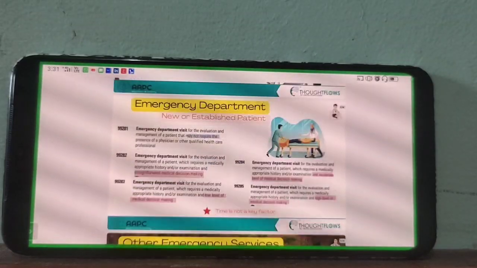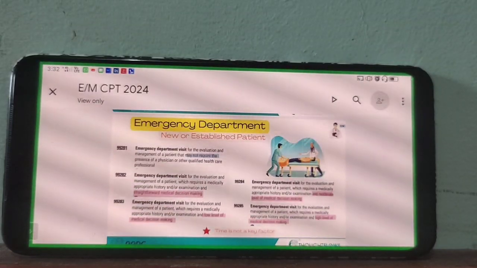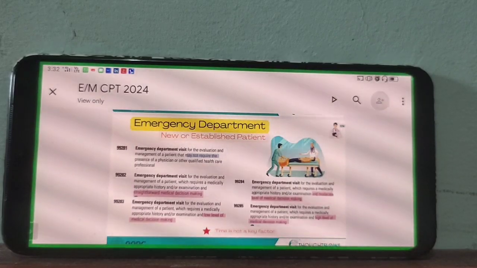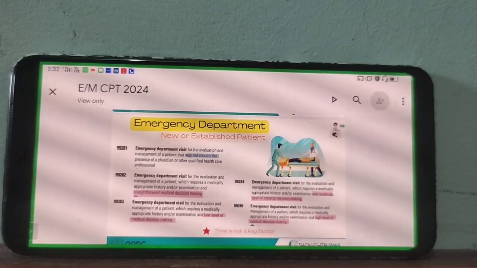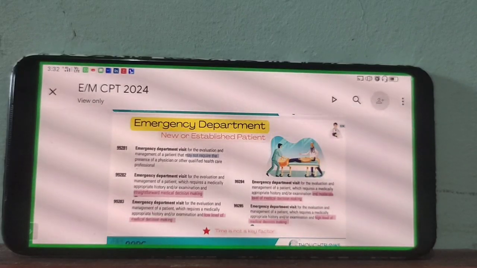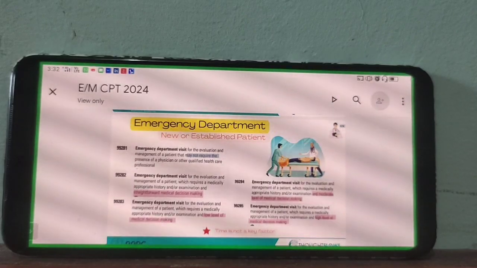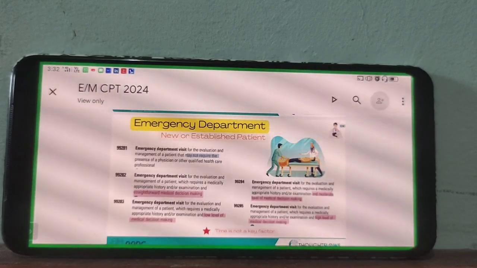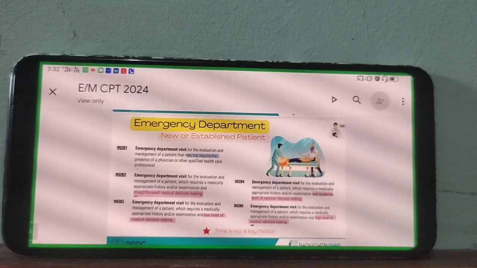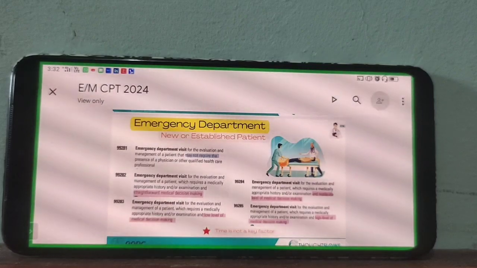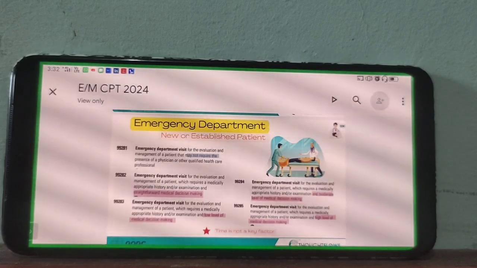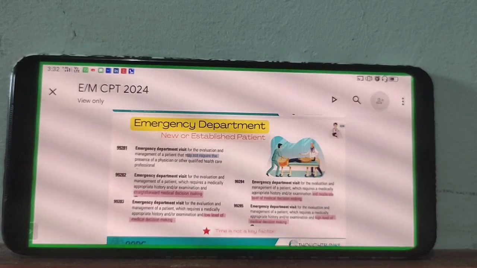Time is not a key factor for the emergency department. For example, 99281, I will explain later. 99282, emergency department, straightforward MDM; 99283, low MDM; 99284, moderate MDM; 99285, high MDM.